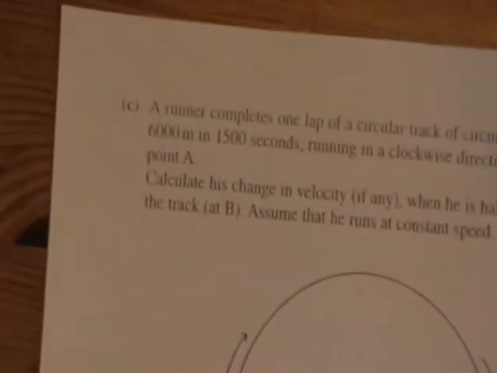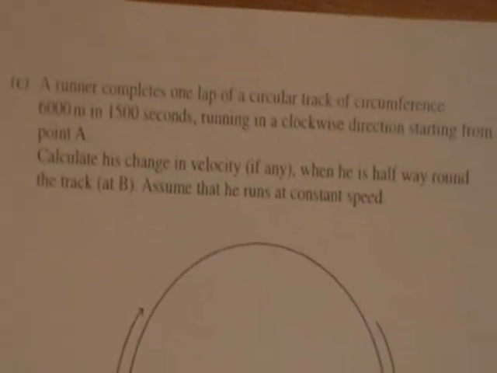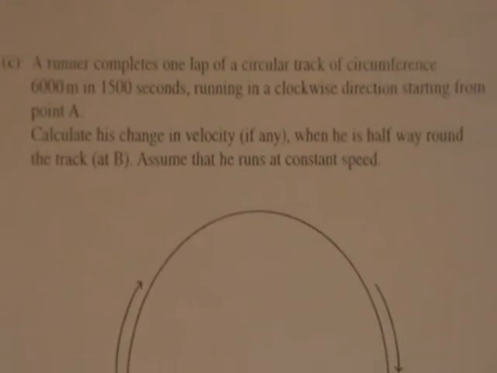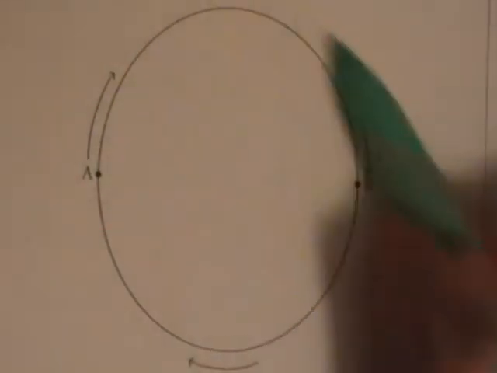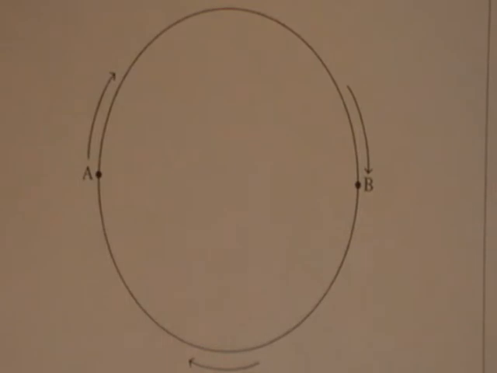The next question is asking you to apply your knowledge about scalars and vectors. In this case, the vector that they're talking about is velocity. So a runner completes 1 lap of a circular track of circumference 6,000 metres in 1500 seconds, running in a clockwise direction starting from point A, so going around this way. Calculate his change in velocity, if any, when he is halfway around the track at B. Assume he runs at a constant speed.